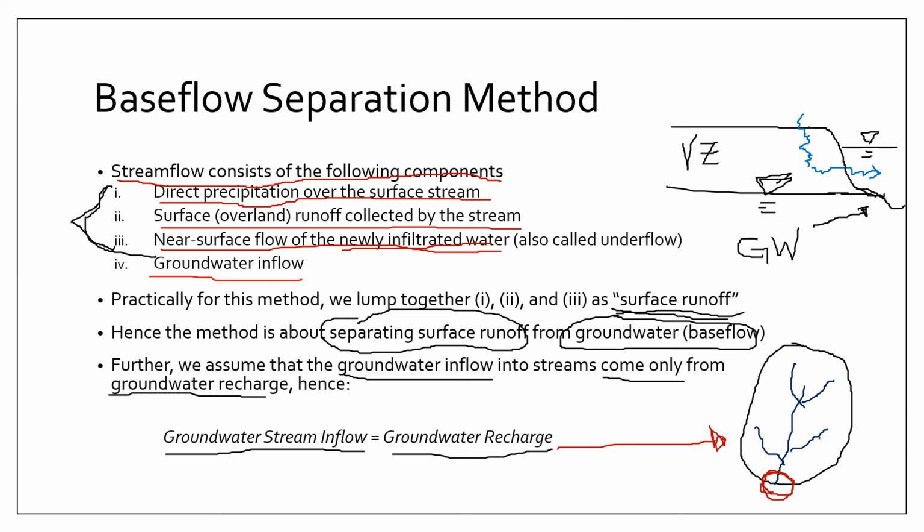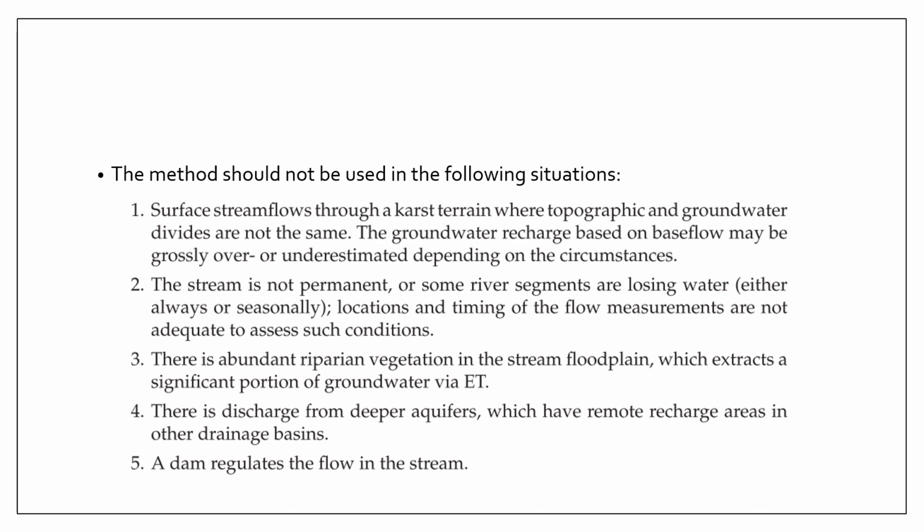All right, because this main river is the ultimate outlet of this watershed. Now, there are limitations for this method, so you can't use this in karst terrain. You can't use this on a non-permanent stream. It's also not useful in a riparian vegetation or a highly vegetated floodplain. Or if you are dealing with a river that is taking recharge from deep aquifers. This is especially applicable for aquifers that are getting a lot of recharge from your mountain areas. And you also can't use it on an area that is heavily influenced by a dam.